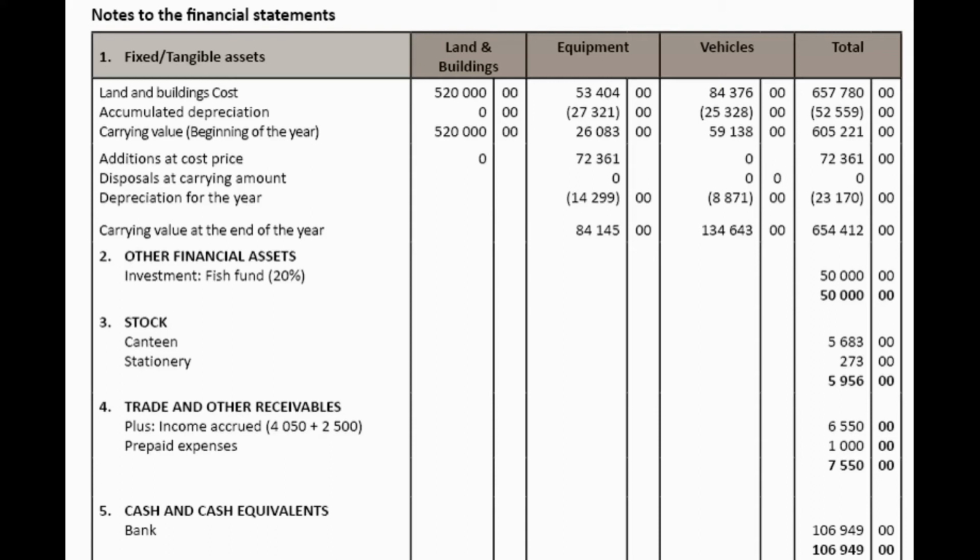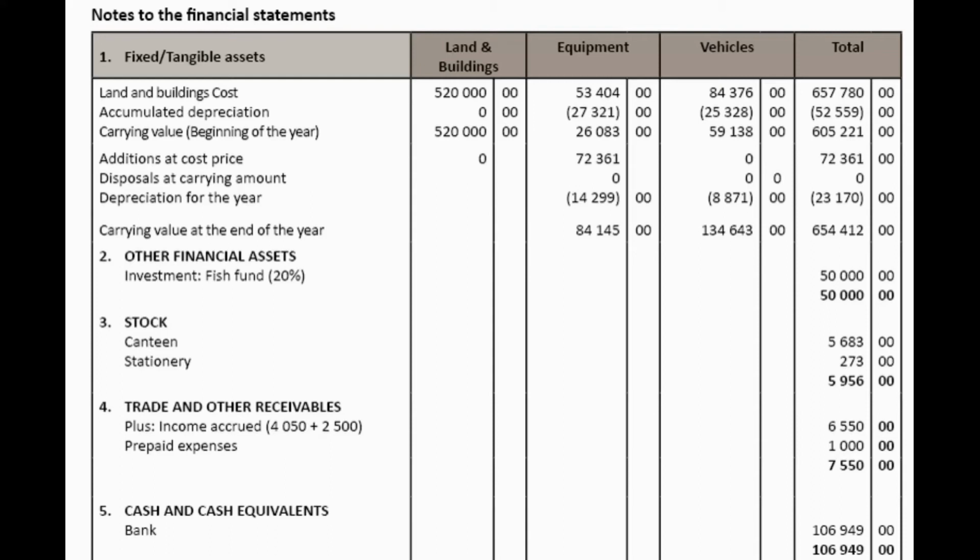All right. And then you get what is new for the current financial year, which was additions at cost price. You bought equipment for 72,361, and you also got that from the statement of receipts and payments. What was the amount? 72,361. If you see there, you bought equipment on the 1st of October 21 for 72,361. All right, so that is what happened during this financial year.